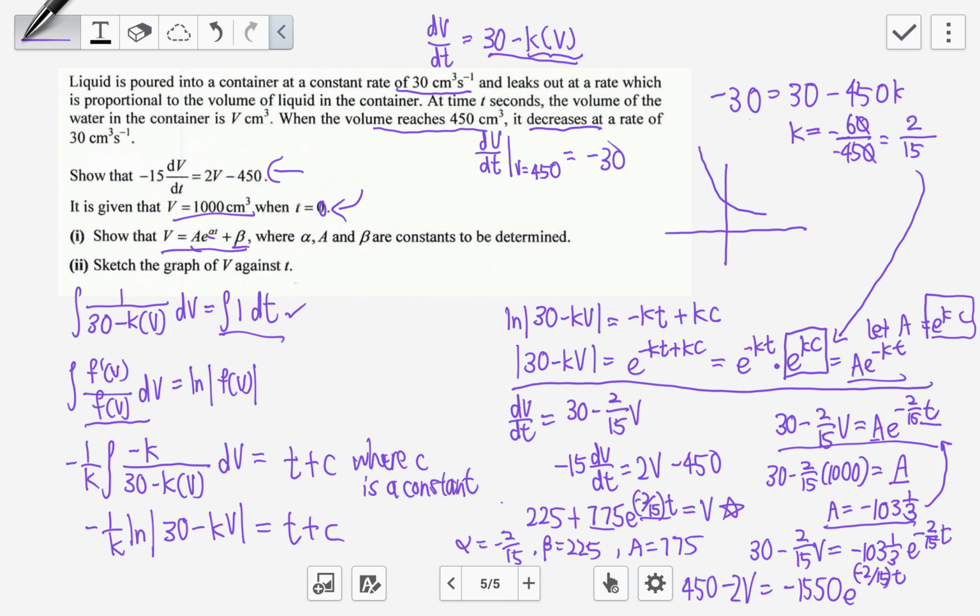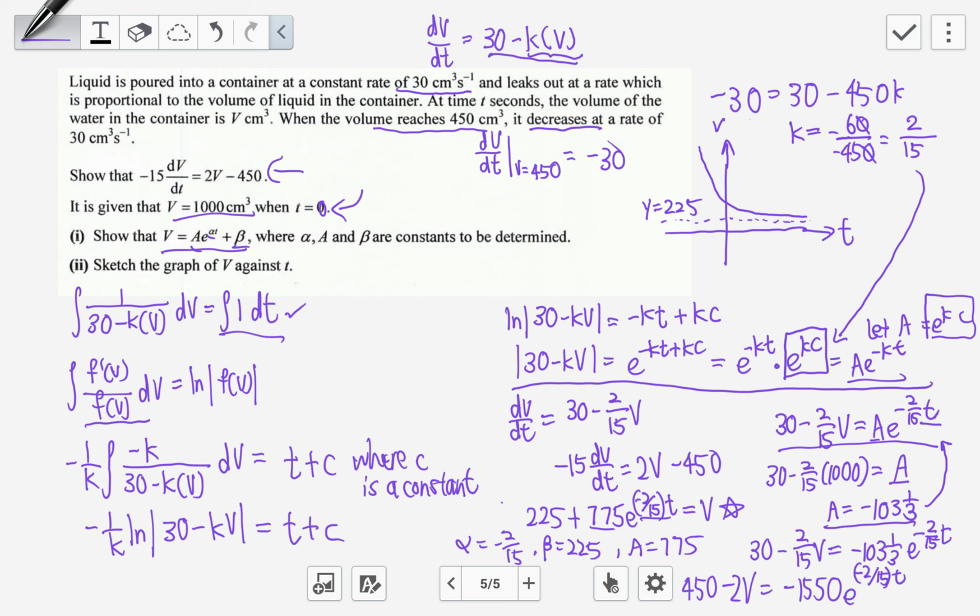It will approach an asymptote, but how do you know what the asymptote is here? You can substitute t equals infinity, because the x-axis is just t and this one is just your v. When t approaches infinity, this will be e to the power of negative infinity, which gives you 0, so you'll get 225. So this asymptote is y equals 225. That will be the graph.